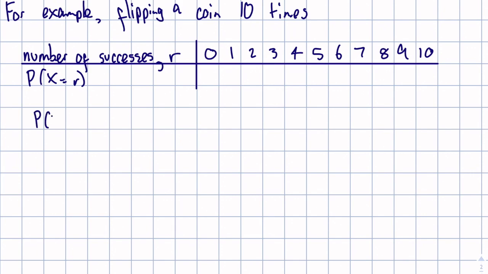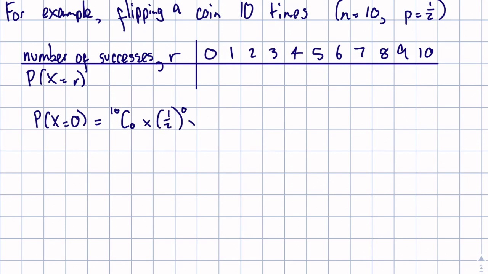Well, P(x equals 0) successes is going to be, the number of trials is 10, probability of success is a half. So I've got 10C0 times a half to the 0, so that's the number of successes I got, times a half to the 10, which is the number of failures I got. This is just going to come out as 1 over 1024 because 10C0 is 1.